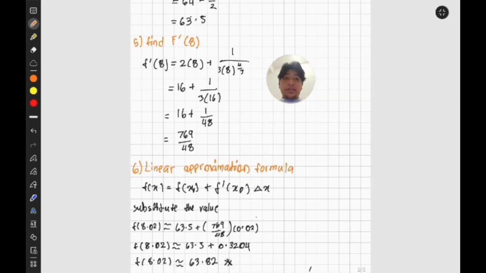The last step is we use the linear approximation formula, which is f(x) equals f at x0 plus f prime at x0 times delta x. Then just substitute the values that we have calculated, which is 63.5 plus 769 over 48 times 0.02. Then we get the final answer, which is 63.82, rounded to 2 decimal places.